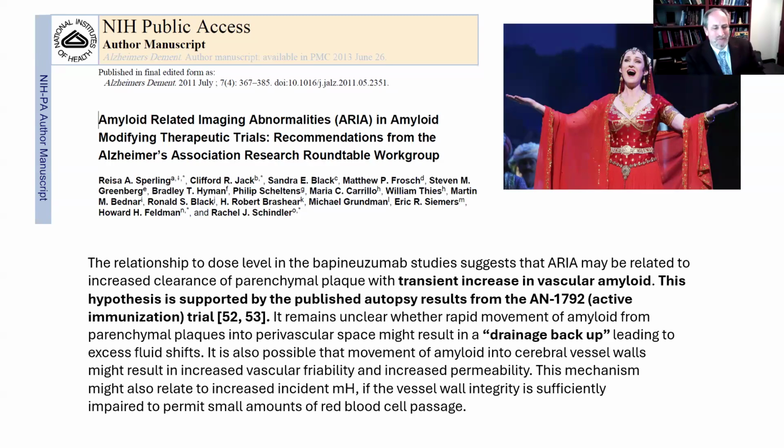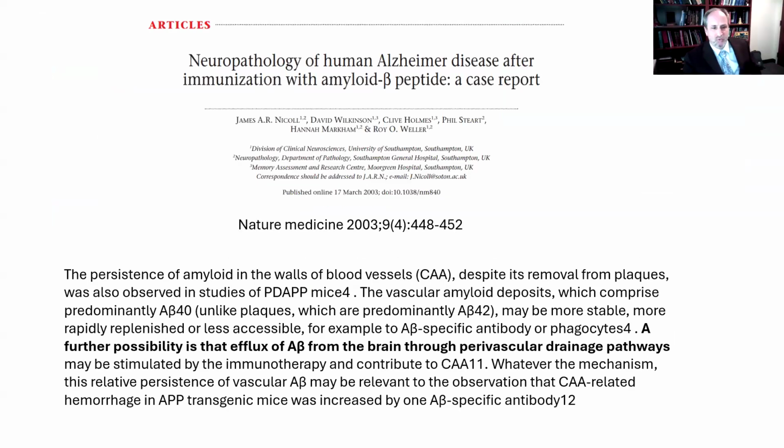I think that's a little bit far-fetched based on the cases that I've seen. They pointed to a couple of publications in this initial rollout of this acronym to substantiate that finding. One was a case report. Again, this is just a theory. They call it a possibility: efflux of A beta through the brain through perivascular drainage pathways.